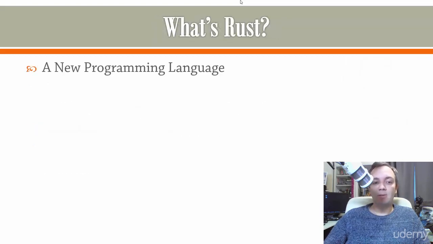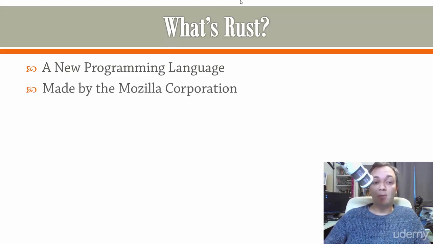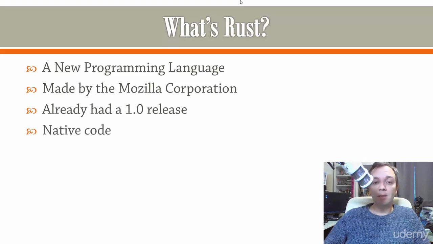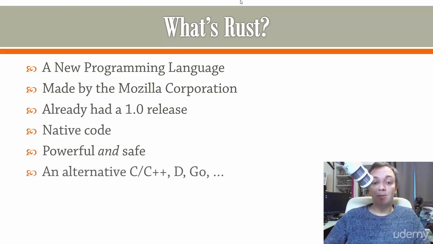Well, Rust is a brand new or reasonably new programming language. It's made by the Mozilla Corporation and it's already had a 1.0 release. In fact, as I'm recording this, it's at version 1.5 already. Now, Rust is native code, so it does not have a virtual machine of any kind. It is a native code language, and the goal of Rust is to be both powerful and safe at the same time, and as such, it provides an interesting alternative to languages such as C and C++, D, Go, and some of the others.